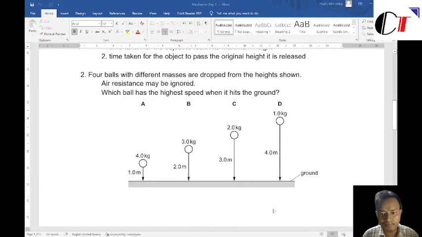Alright, I hope you got those points clearly. And in the next video, we will study the object which is thrown against the gravity, so opposite to the motion that we discussed.